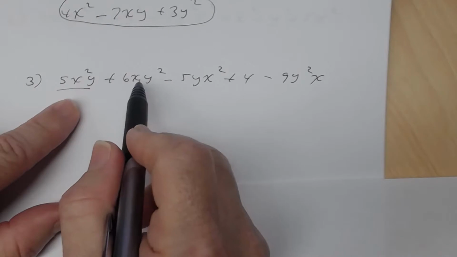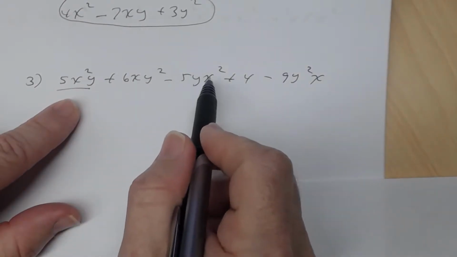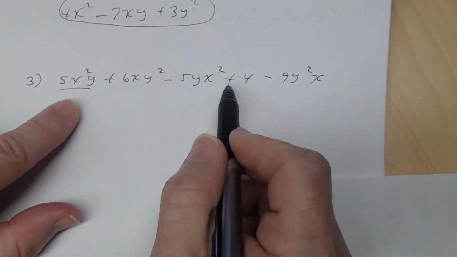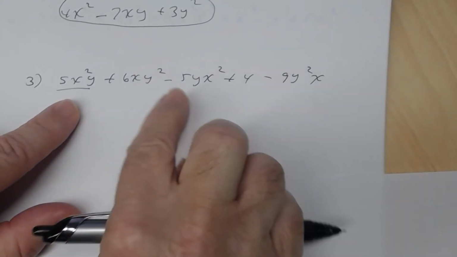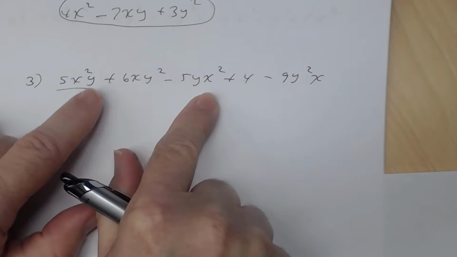I want x squared y. So not this one. Now, look at this one. It's not this one either because that's a constant, and this is y squared x. But I want you to notice something. Remember, multiplication is commutative.